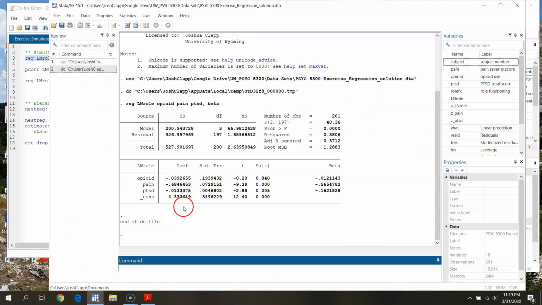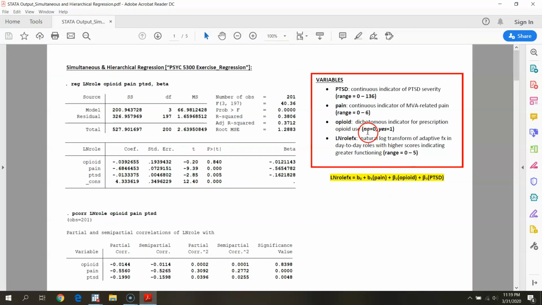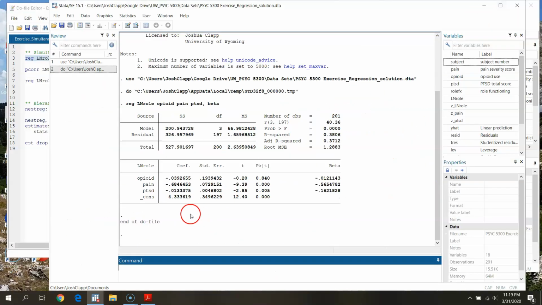Okay, so for this model, when opiate use is at 0, meaning no opiate use, when pain is equal to 0, and when PTSD score is equal to 0, our expected value for role functioning, the natural log of role functioning, is going to be about 4.3. So if everything is at 0, this is what our model is saying the natural log of our role functioning variable should be.